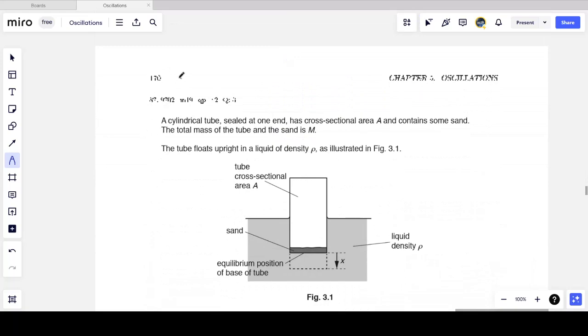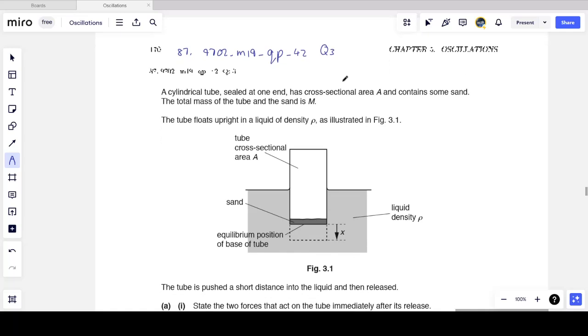The next question is number 87, and this comes from the March 2019 exam. This is question paper 4, variant 2, question 3 from that paper.